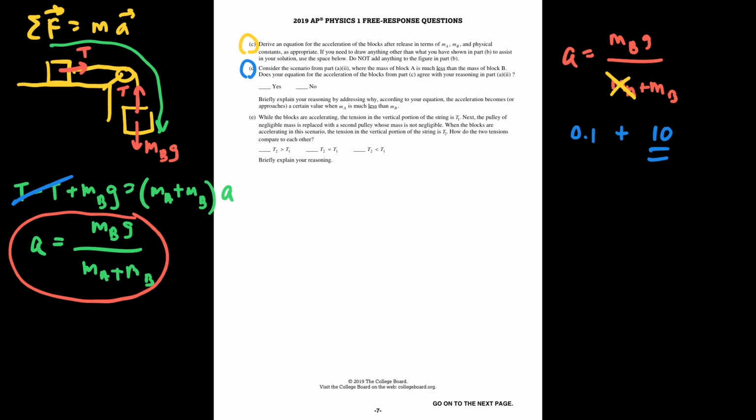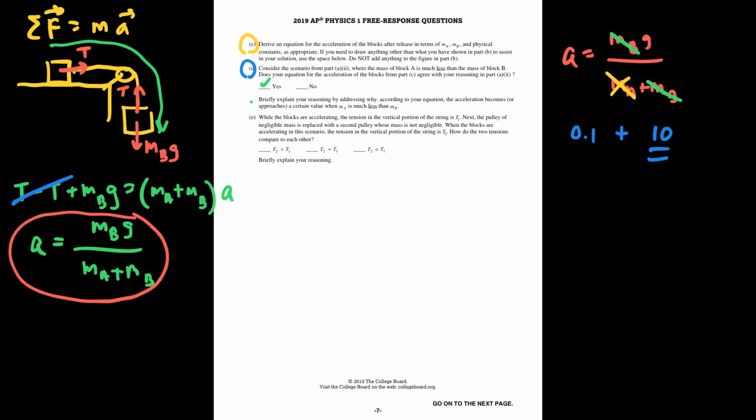And if you notice, once that goes away, mB is on top and bottom, and it would cancel, giving us an acceleration approximately equal to g. So I would check that yes, my equation is consistent with my reasoning, and then I would provide a brief explanation that in the equation, because the two terms are additive in the denominator, one going away means the masses will cancel and the acceleration will be approximately g.